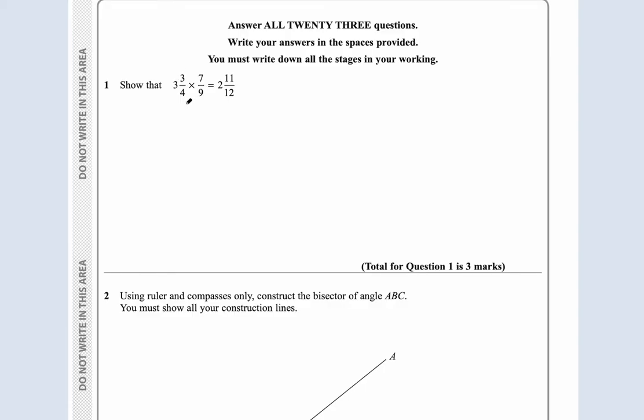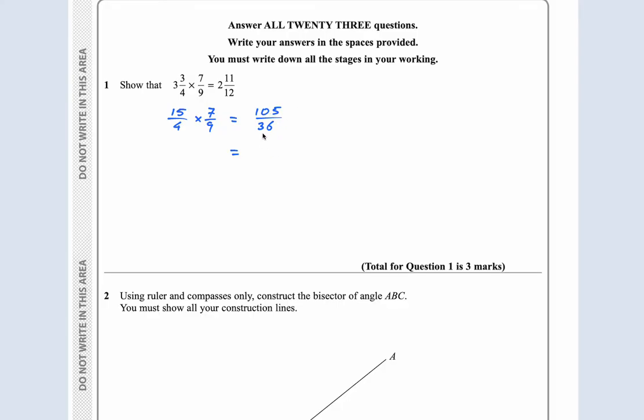So we're multiplying fractions. Definitely, guys, if we're multiplying mixed numbers, turn the mixed number into an improper fraction. So 4 times 3 is 12, 12 plus 3 is 15. So this gives us 15 over 4, times 7 over 9. 15 times 7, you can do that on your calculator. It is 105. 4 times 9, you can do that on your calculator if you need to. It's 36.